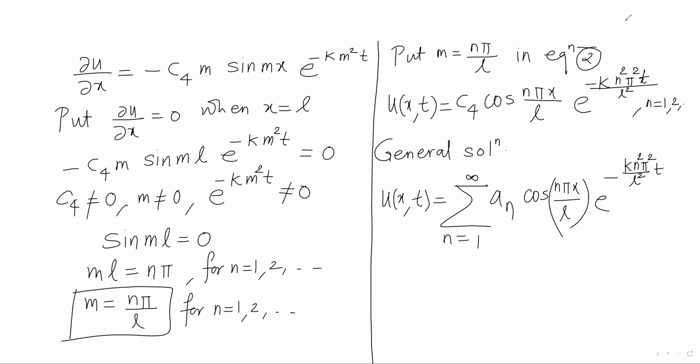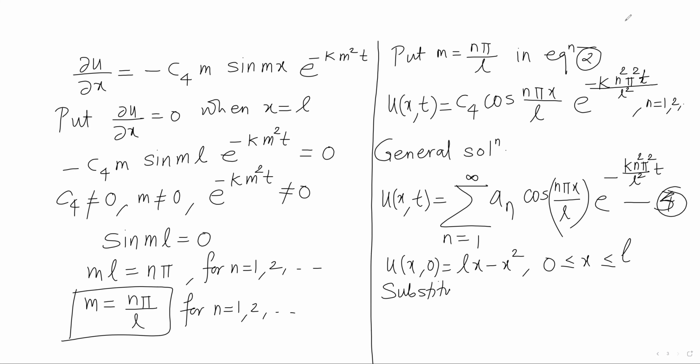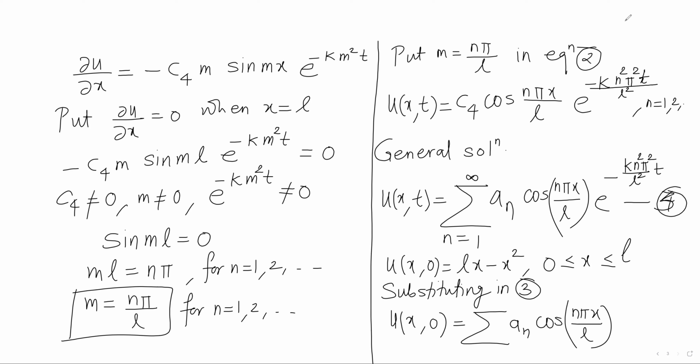So we put u of x, 0 is equal to Lx minus x square for 0 less than or equal to x less than or equal to L. Let us substitute that in equation 3. We'll get u of x, 0 is equal to the summation of an times cos of n pi x by L. Now you can see that we have a cosine function in the series, so we are going to take the half range cosine series. That is the only change.